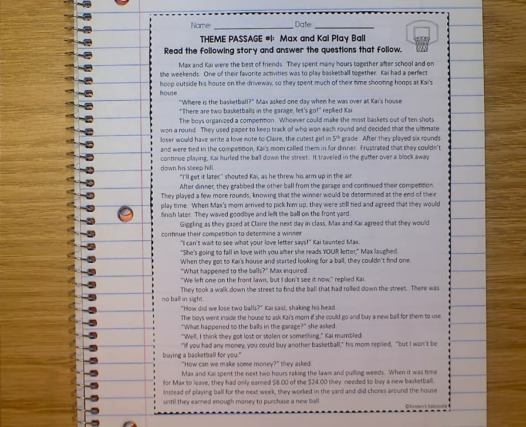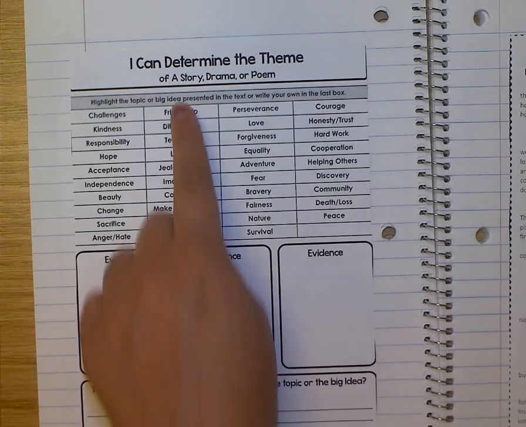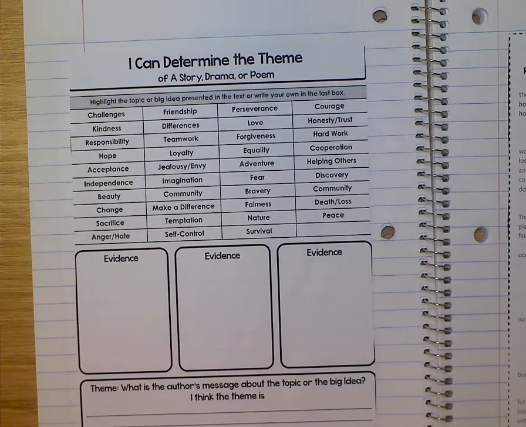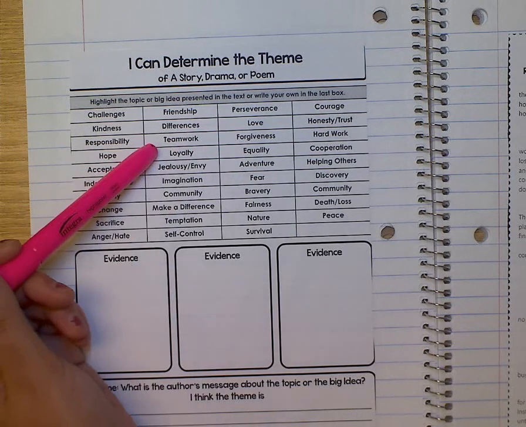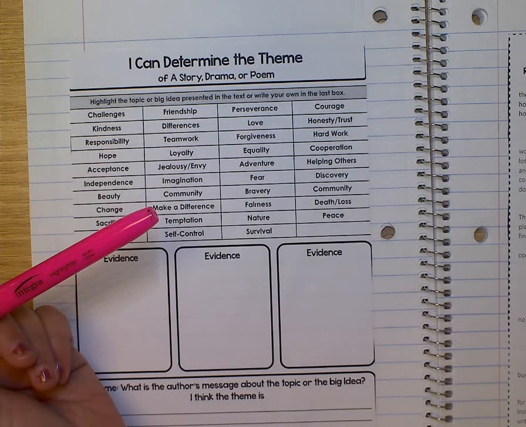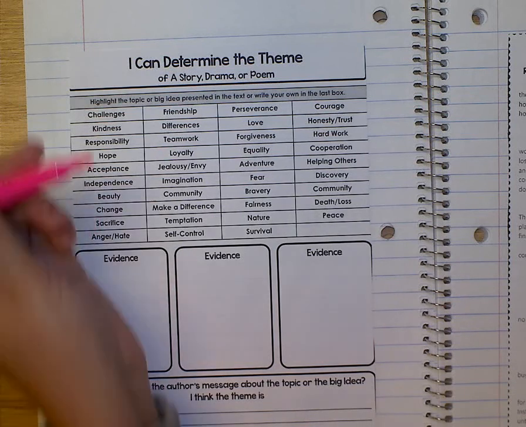So, how can we determine the theme of that passage? First of all, we want to think, what is the overall big idea? Challenges, kindness, responsibility, hope, acceptance, beauty. There's tons of different ones. Love, perseverance. Well, it definitely did talk about love some with wanting to write a love note to Claire. And it definitely did talk about teamwork and fairness and playing the game. But the overall big idea that they wanted you to learn from this was responsibility.